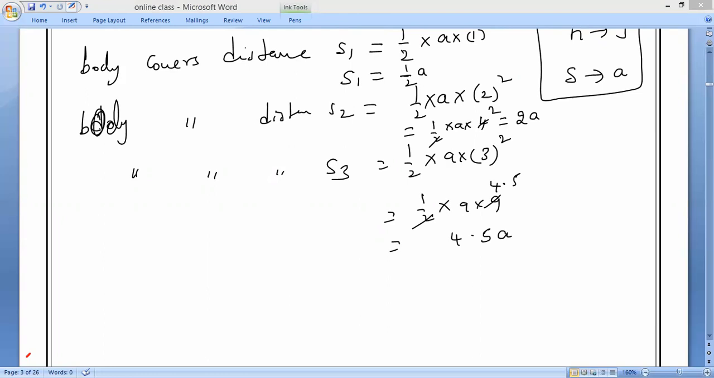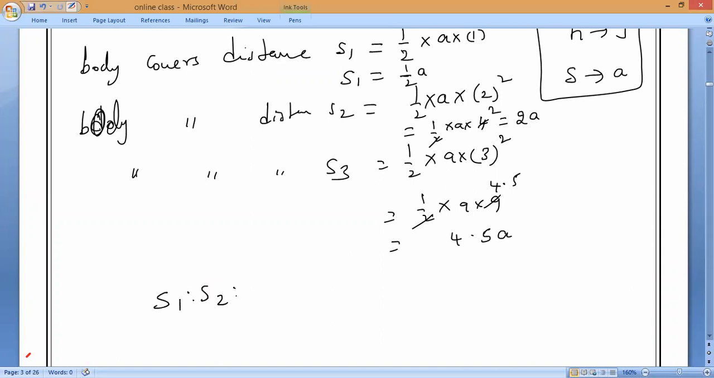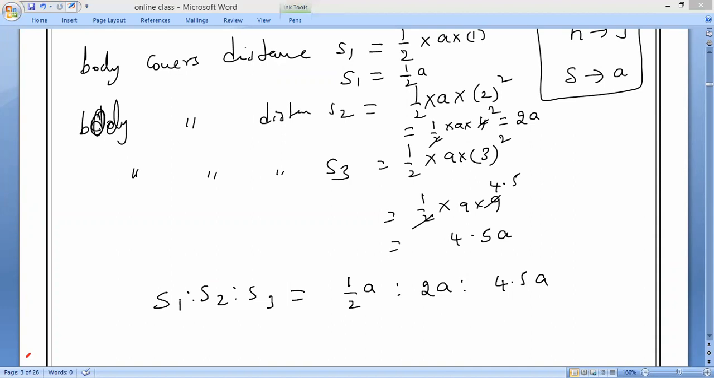So if we do the sum of the ratio they are asking, ratio means we can make it like this. Simply you can solve: S1 is to S2 is to S3, which is equal to 1 by 2A is to 2A is to 4.5A. Is it yes or no?